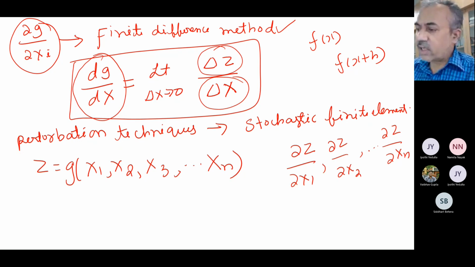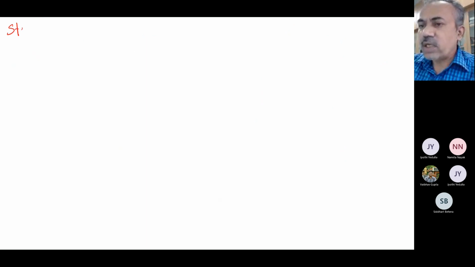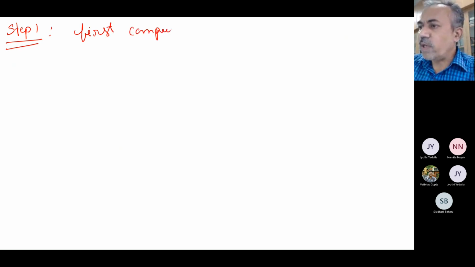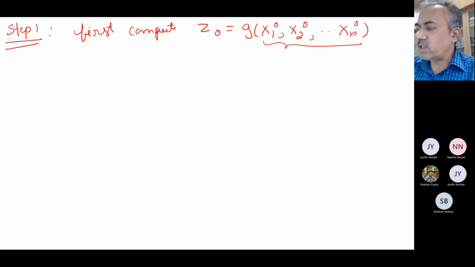So here the idea is very simple actually. The first thing to do is you first compute, it is straightforward, the mean value basically. So that is z naught, so g of x1 naught, x2 naught, like this up to xn naught. So these are all the mean values basically, the random variable's mean value. So you put in all the mean values, so you can compute z naught also.